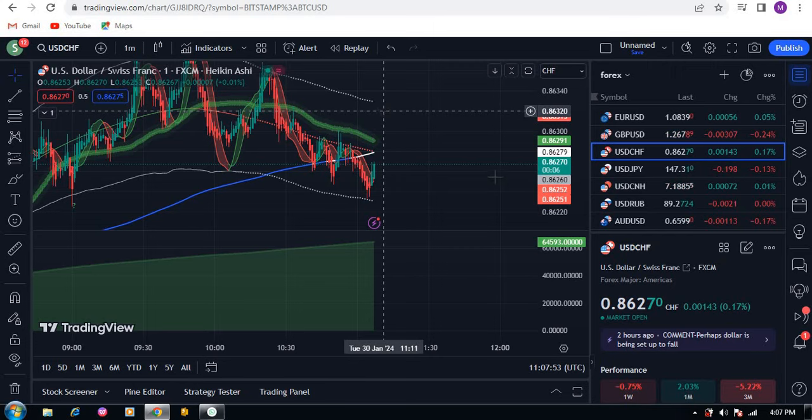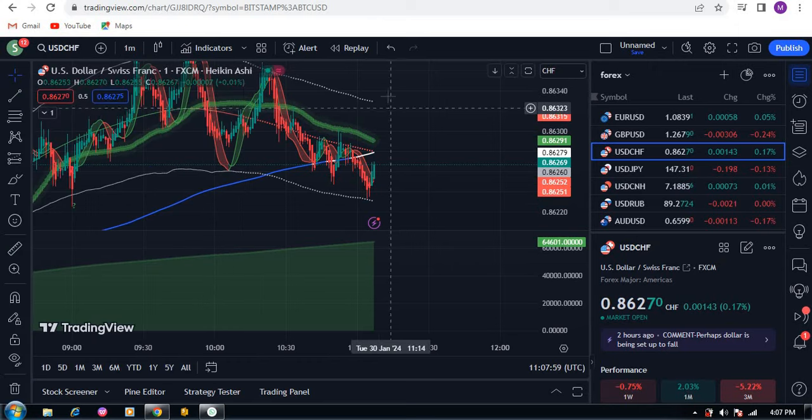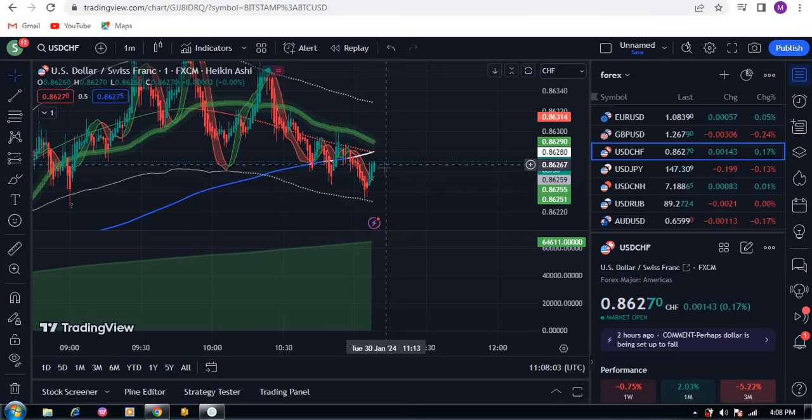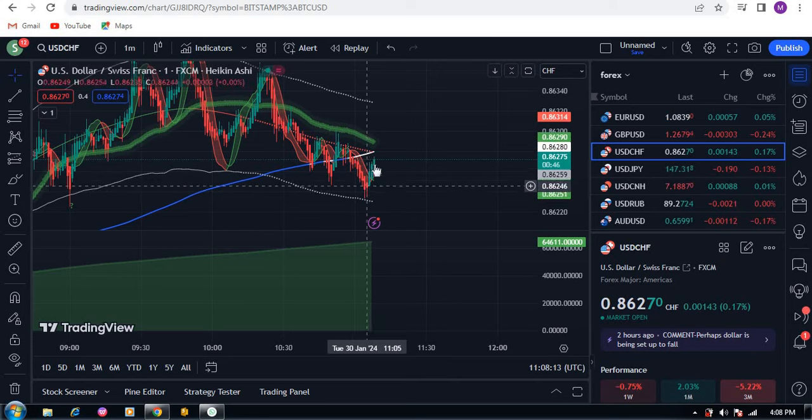I will show you my MT4 system. Let's switch to the MT4, and I need to show you my MT4 system, okay? First I will show you the results, and then wait for some time, and I will show you my MT4 system as well. Hopefully we will get the results of this trade, okay?